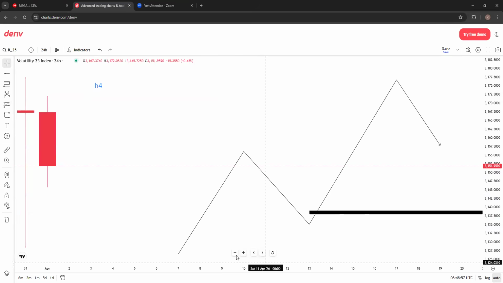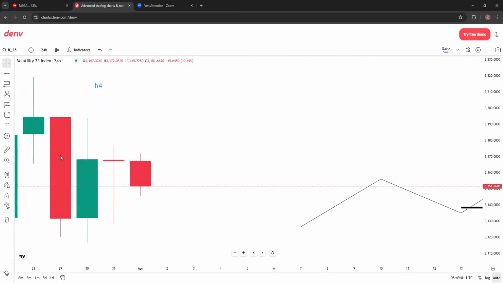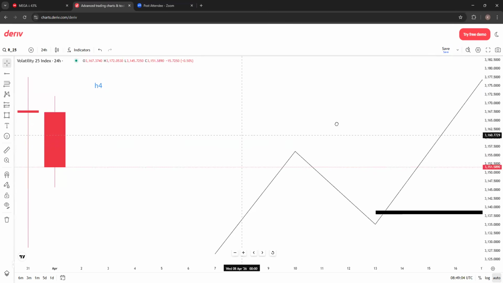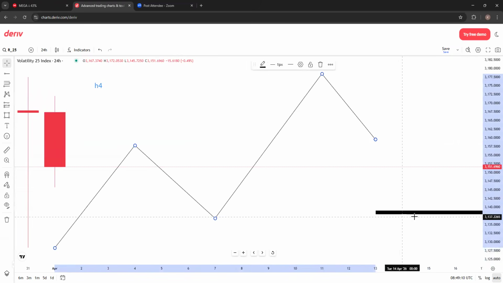And when you switch on to your smaller time frames, what you actually see is, sorry, I don't know what's happening with my TradingView here, but let me do this.